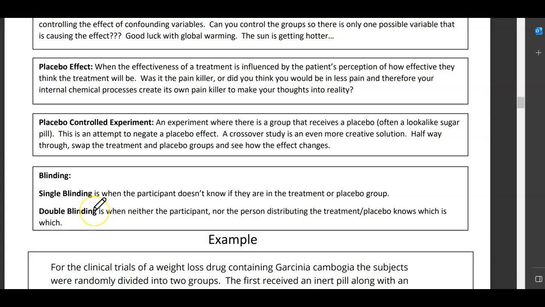Double blinding, somebody knows, but the people giving the treatment or the placebo don't know who's who, and the people getting the treatment or placebo don't know what they're getting. So double blinding is really what you want to do.